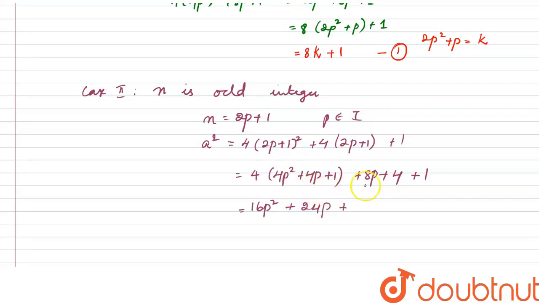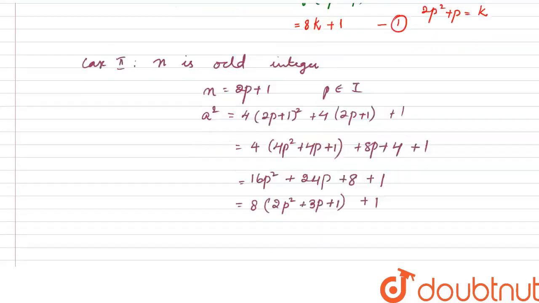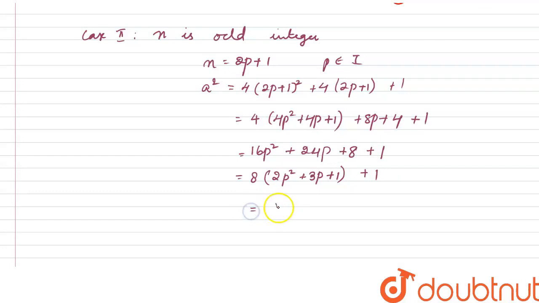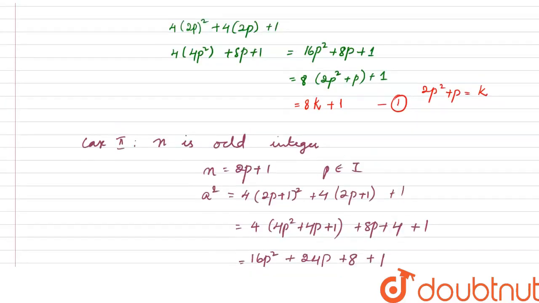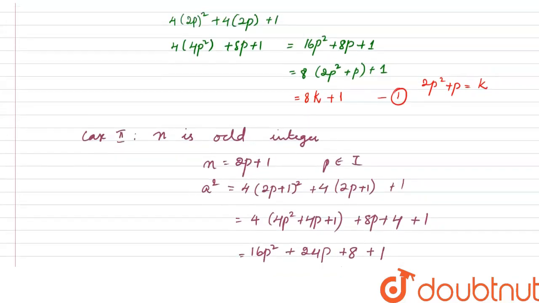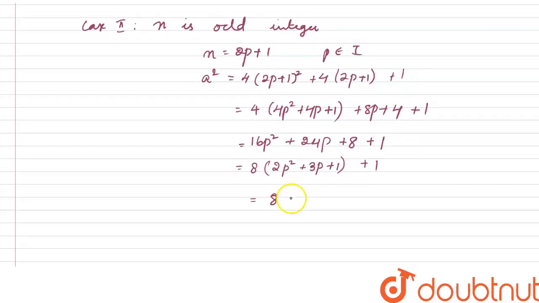Now here 16 plus 8 is 24p plus 4. 4 plus 4 is 8, 8 plus 1, let us keep it 8 plus 1 only. Now if we take 8 common, we get 2p square plus 3p plus 1 plus 1. Now this can also be written as 8 into, what is our earlier k value? Our earlier k value is 2p square plus p. Now this can also be some k plus 1.